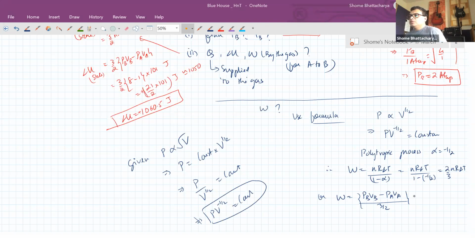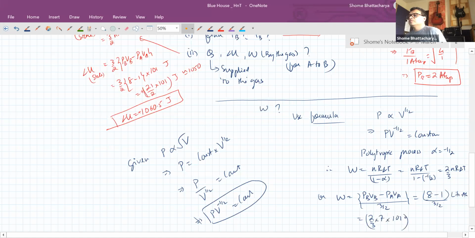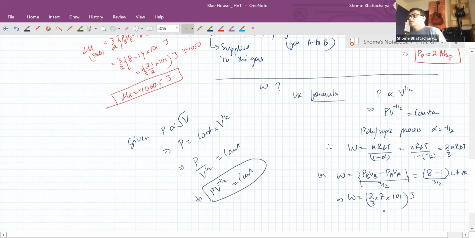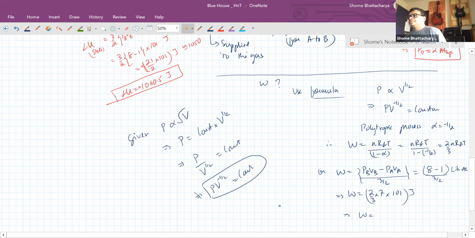Just now we had seen that PBVB minus PAVA is 8 minus 1 in liter atmosphere. So that will become 2 by 3 of 7 into 101 in joules. So the work done by the gas during this expansion is this much now.